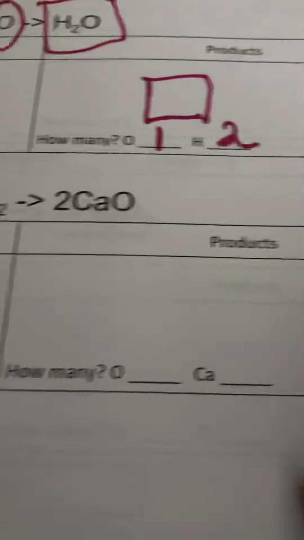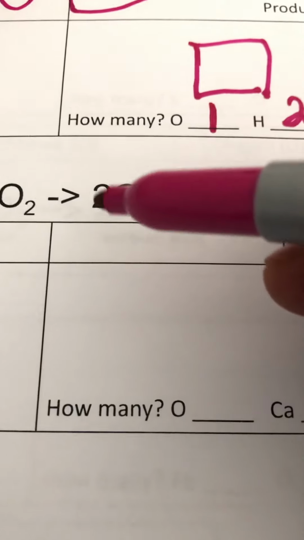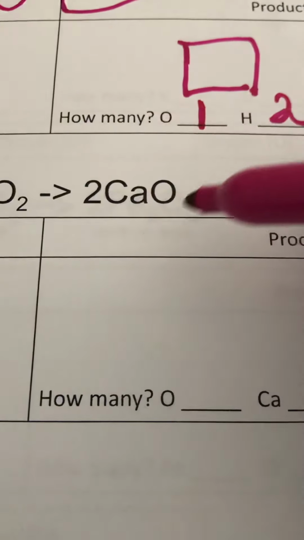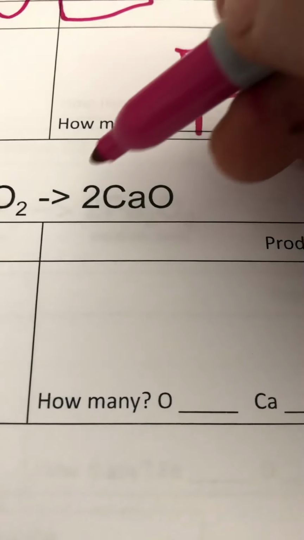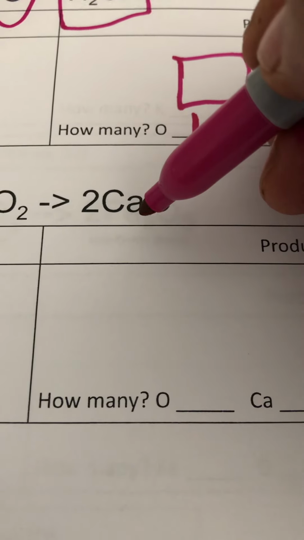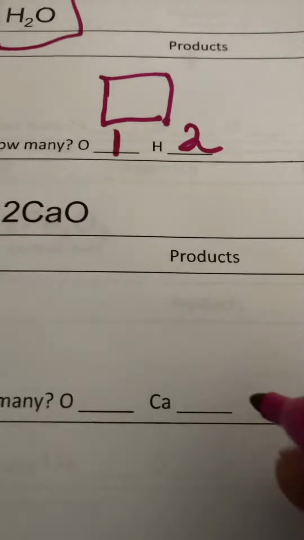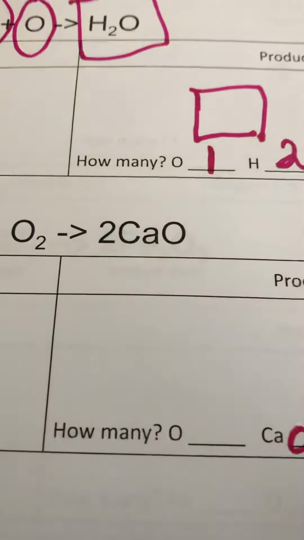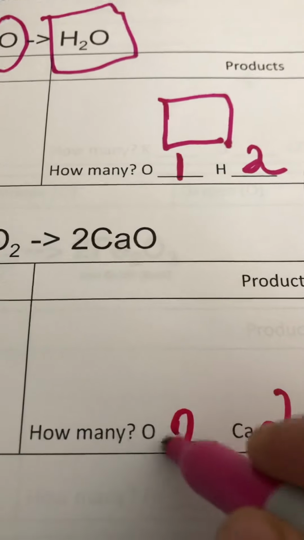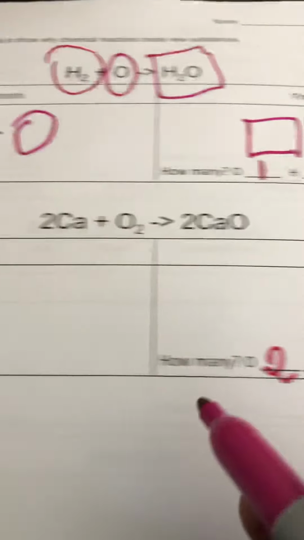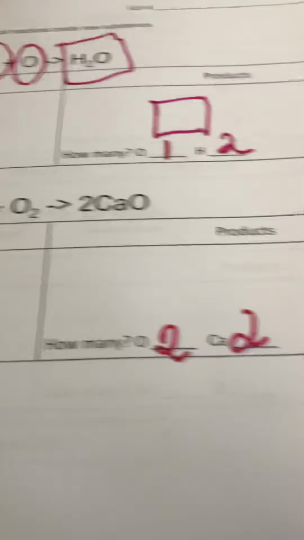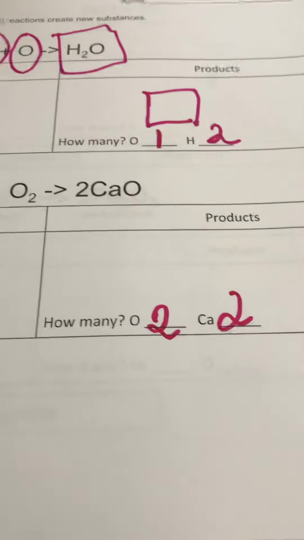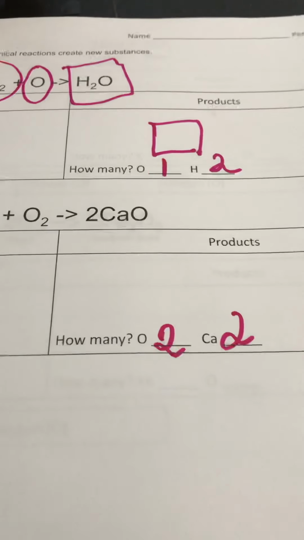Okay, let's go to the product. Well, 2 belongs to the entire molecule, okay? So 2 times 1 is 2, so 2 calcium. And 2 times 1 is 2. So remember, these numbers should always be equal. Reactants always equal to products, always. You cannot create something that is not existing.